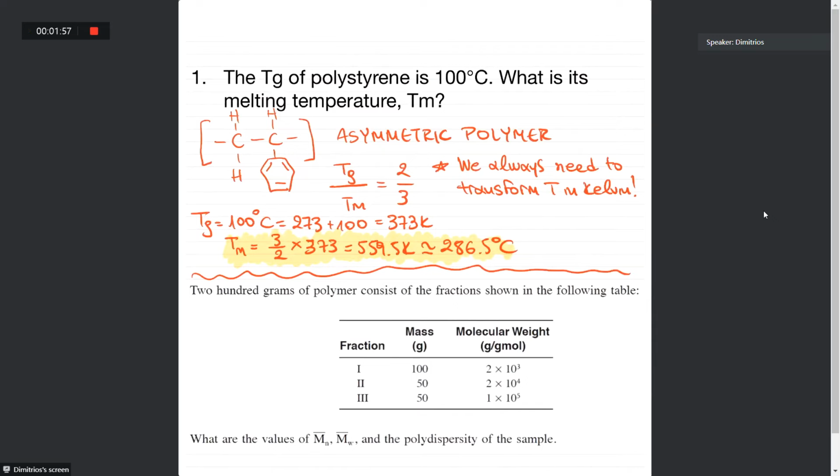This is an asymmetric polymer. A symmetric polymer, like polytetrafluoroethylene, let's say, would look like that, with the two carbons. So the bonds of the carbons are symmetric along the two carbons. This is PTFE. Okay, very simple question just to warm up.